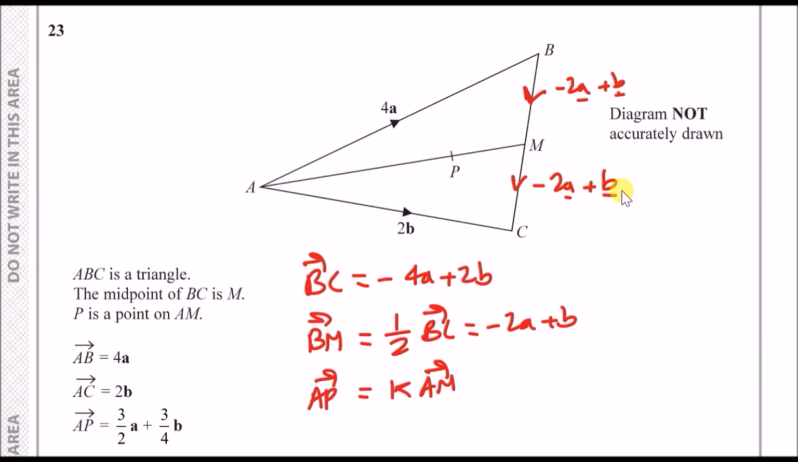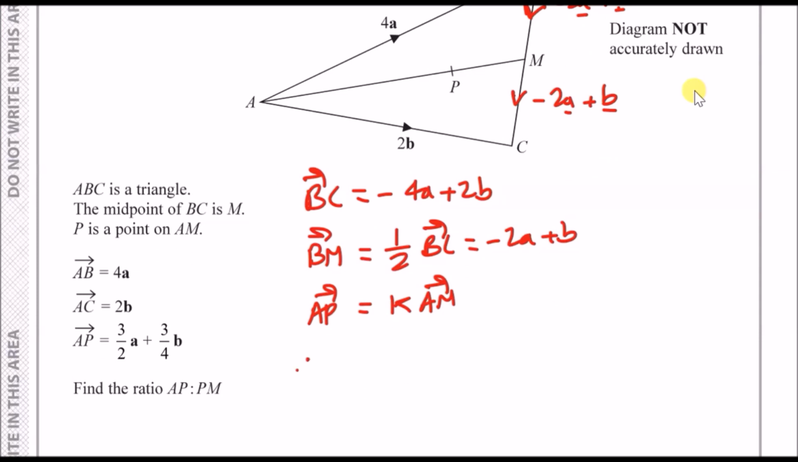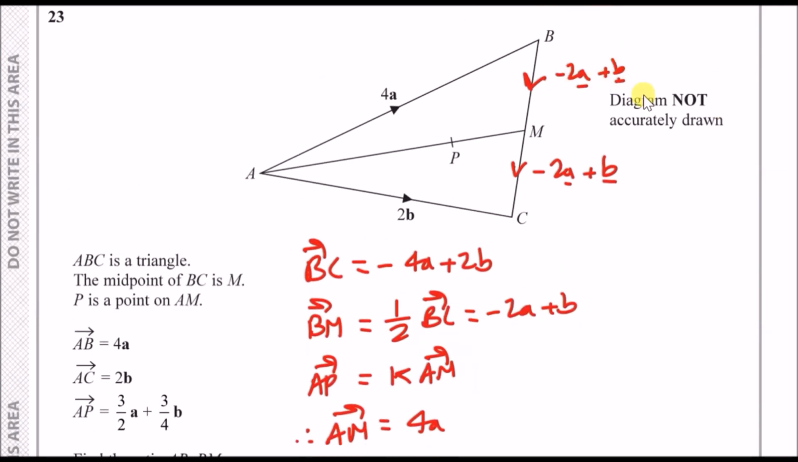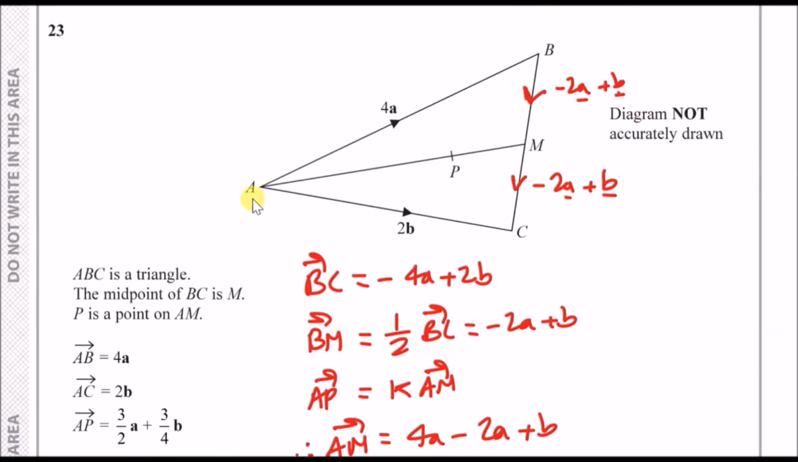Now, looking around here, let's try and find some equations, yeah? If we know what B to M is, maybe we can figure out what A to M is so we can deal with the scale factor. Well, to go from A to M, from any direction, we can go up this route and down this route. So it's going to be 4a, and then you add minus 2a plus b. So going from A to M, that's just going to be 4a plus minus 2a plus b, and that simplifies to 2a plus b. So that's literally A to M.